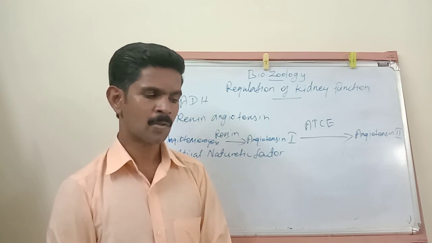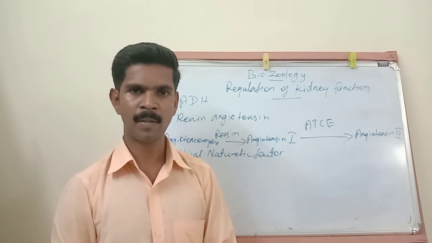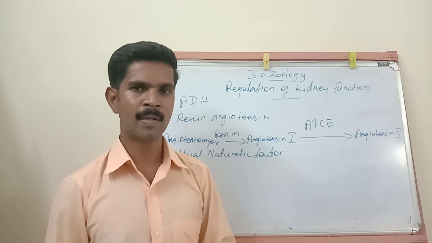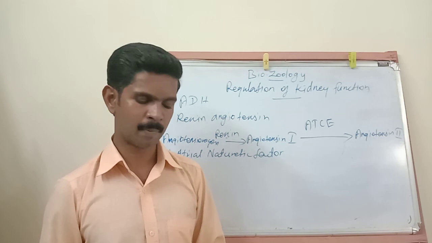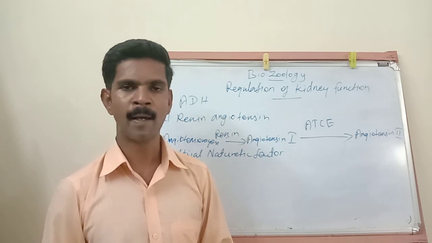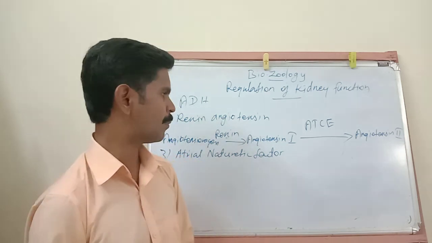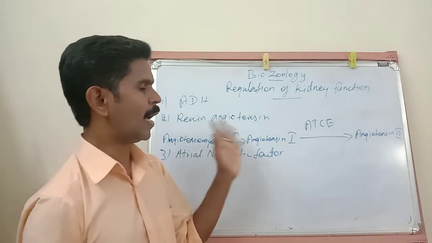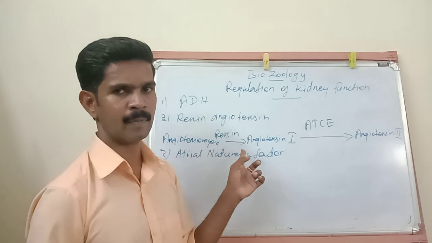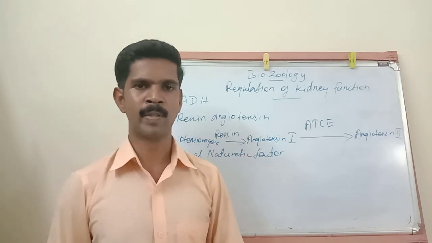Understand, my dear students? I hope you understood today's topic. This topic is very important for the 5-mark question. The formation of concentrated urine is one of the important 5-mark questions. Many one-mark questions are also there. For example, which enzyme converts angiotensinogen into angiotensin 1? Renin. Like that, many one-mark questions are there.